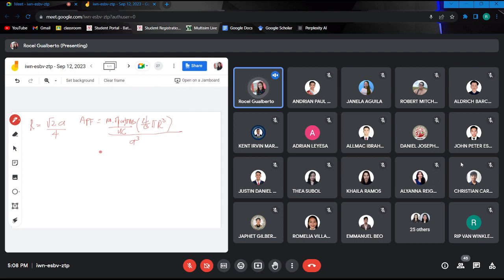Now, for the number of atoms per unit cell, how many was it earlier for an FCC? 4, correct. So we have 4 there, multiplied by 4 over 3 pi, and in place of this R, we replace it with square root of 2 times A over 4, cubed, divided by A cubed. Now, please simplify and compute the value of your APF.